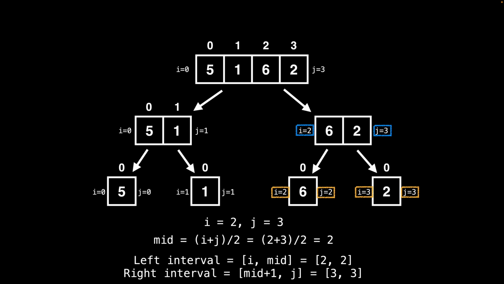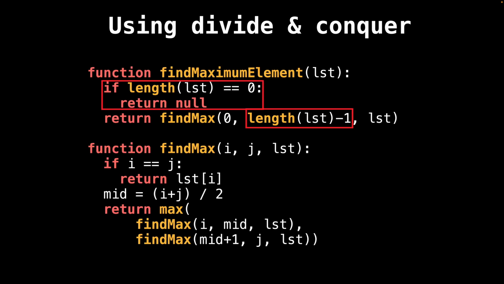And that's how the splitting process works in a nutshell. Now let's go back to the pseudocode for a moment. Looking at the code again, you can see that inside the find maximum element function, the first thing we do is check if the list is empty and return null if there are no elements.